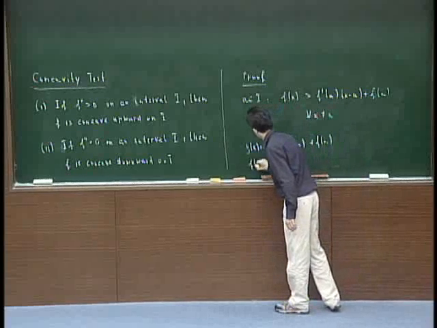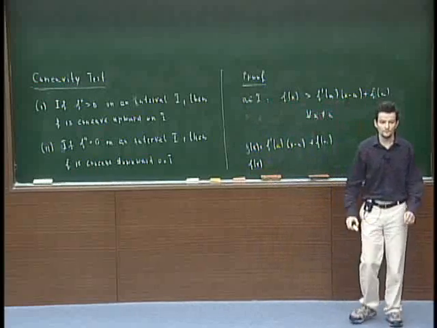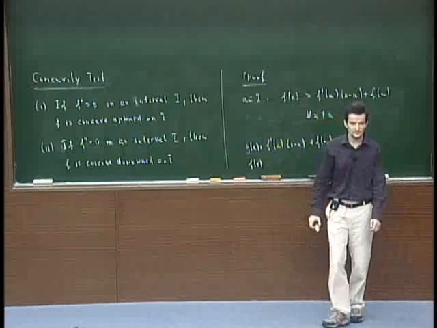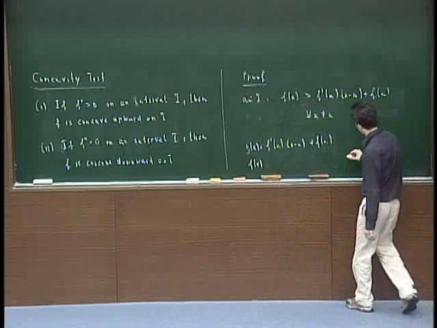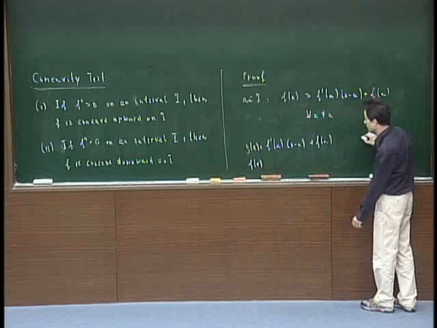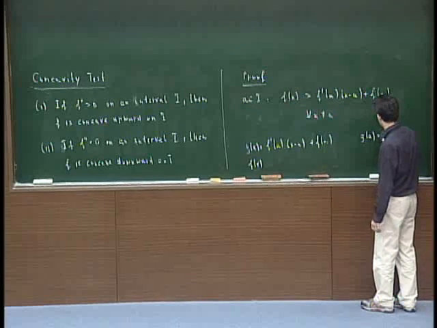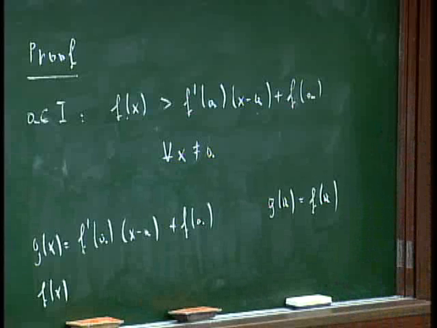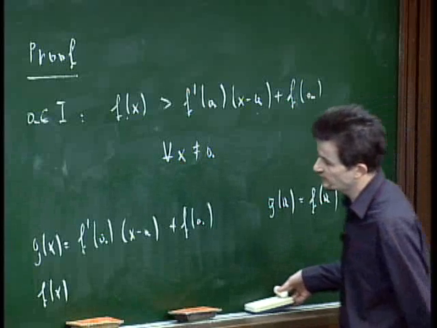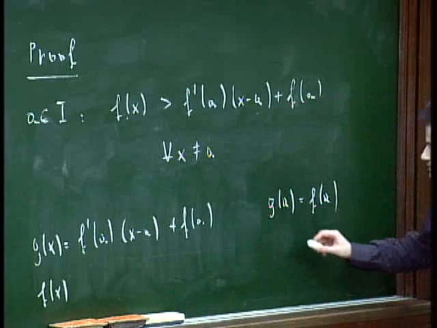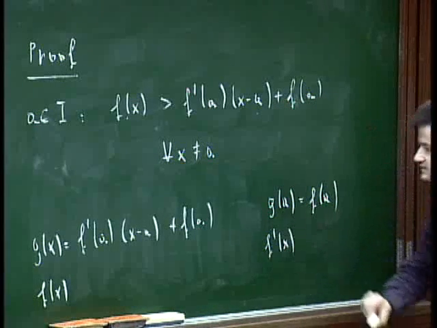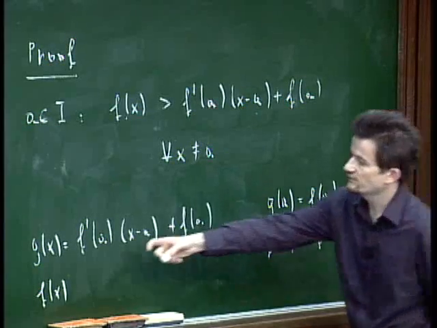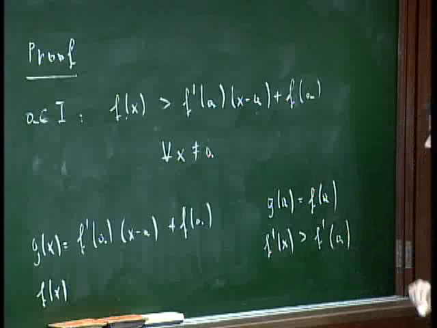Okay, and we have a function f of x. Of course, it's easy to see that those functions satisfy the assumptions of the racetrack principle. Also observe that g of a is equal to f of a. So we start at the same position. So what we have to prove is that the derivative of f of x is always larger than the derivative of this function here. So this is what we have to prove.